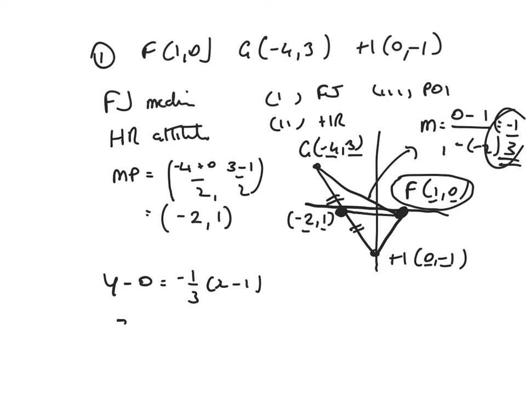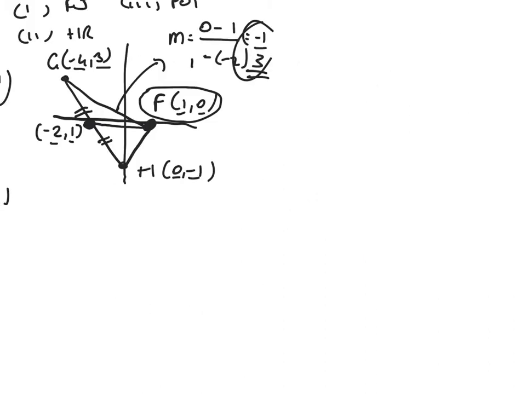Let's multiply through by 3. And that'll give me 3y equals -1 bracket x minus 1. That's 3y equals -x plus 1. And that's the equation of the median. Okay, we're now going to find the equation of the altitude, HR. So that comes from H and it cuts the opposite line at a right angle. That's what an altitude does. So we have our point.